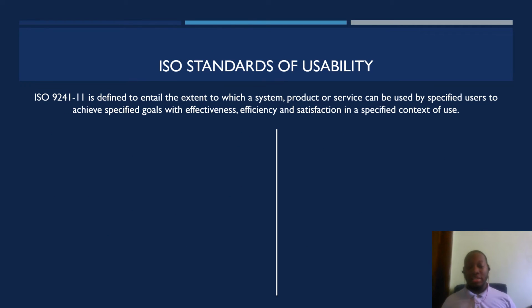Now moving on to the ISO standards of usability. ISO 9241-11 is defined to entail the extent to which a system, product, or service can be used by specified users to achieve specified goals with effectiveness, efficiency, and satisfaction in a specified context of use.